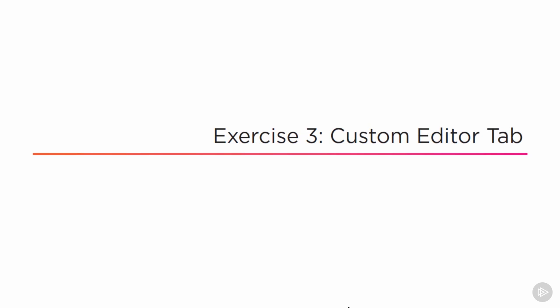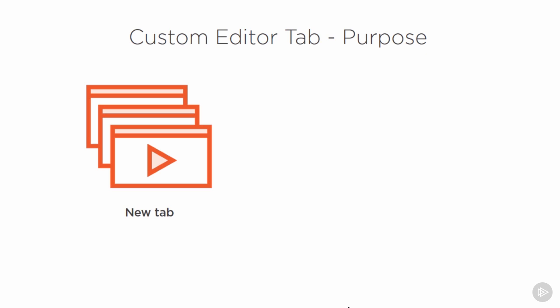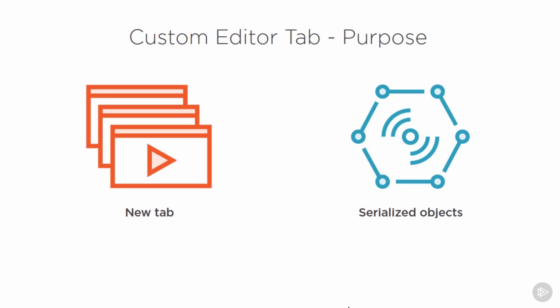Taking an example from the PortSwigger community, let's continue with Exercise 3, Custom Editor tab. First, you need to go to this location in order to download the source code. Now, this particular extension is going to add a new tab to your message editor. That new tab is going to be labeled Serialized Objects.